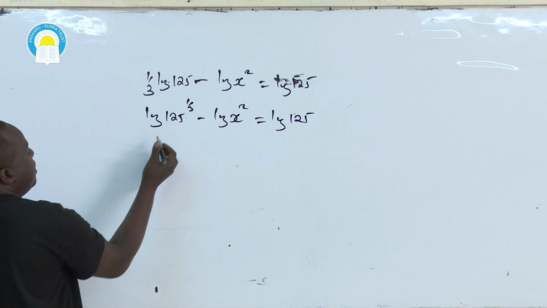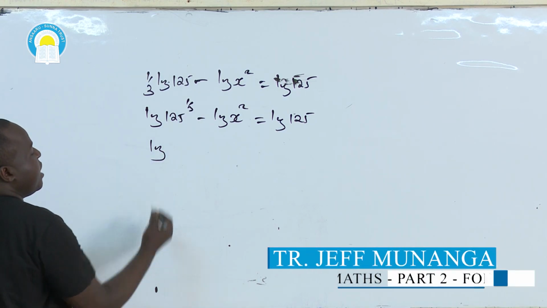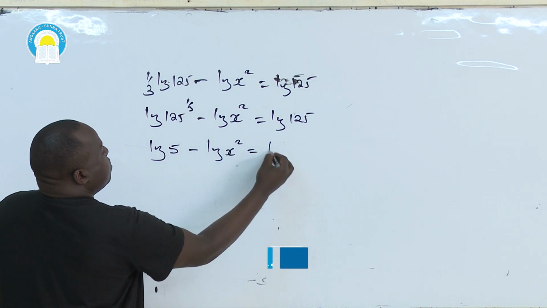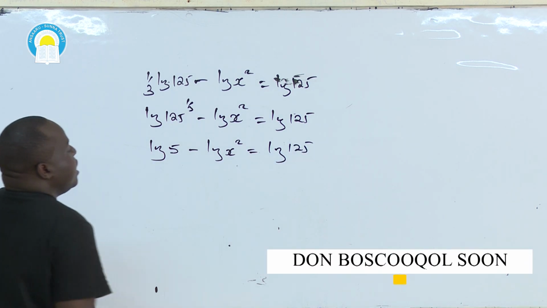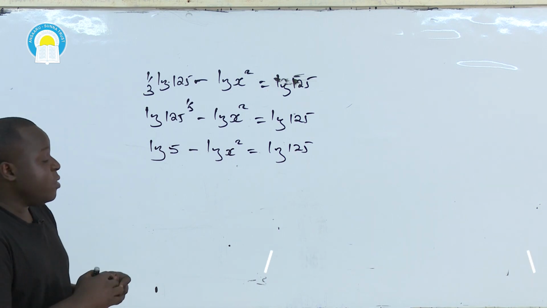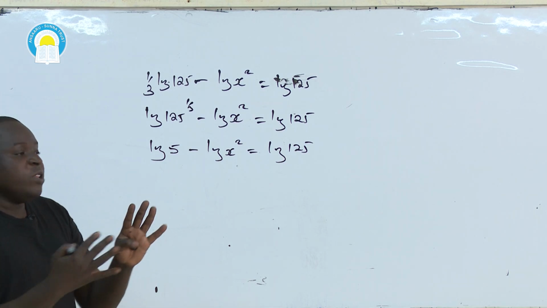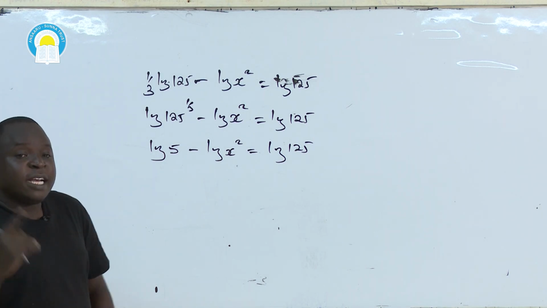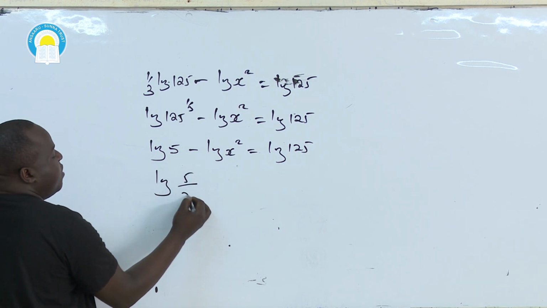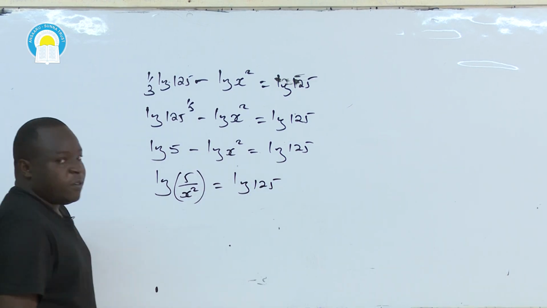If I simplify this, it means the cube root of 125, which is the same as 5. So this is log 5 minus log x squared equals log 125. Then I don't have coefficients, I have logs in all the terms involved. Next, simplify by writing values on every side as a single log. Minus means divide, so this should be log of 5 over x squared equals log 125.